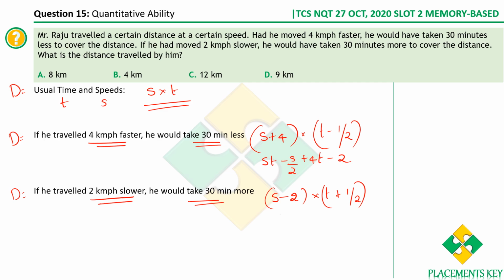So let me compute this. What do we get? st plus s by 2 minus 2t minus 1. Minus 2 into half is minus 1. This is what we get.